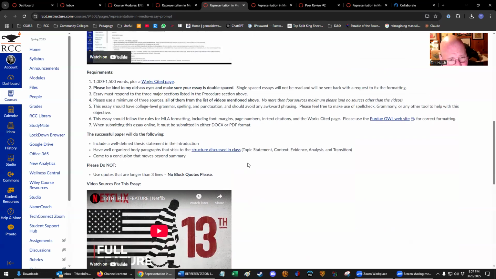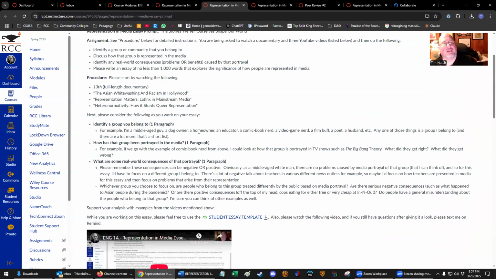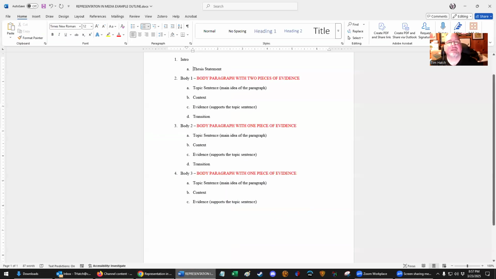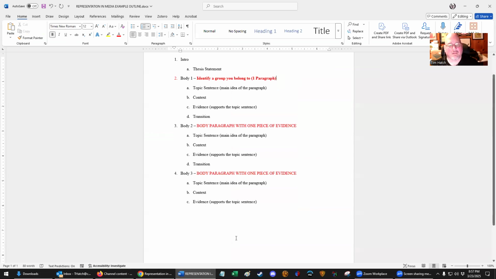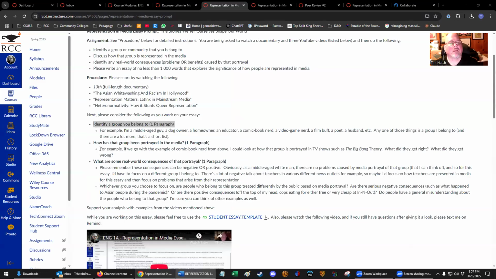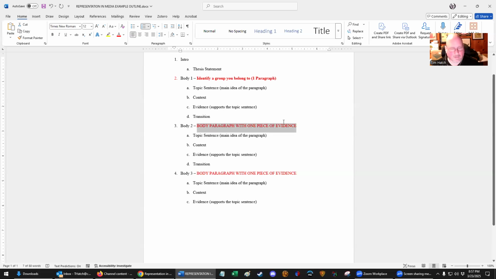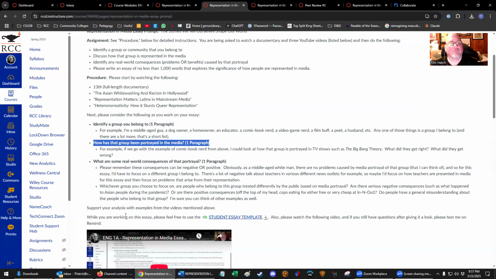So going back up here to the 3 major parts in bold, identify a group I belong to, and that is 1 paragraph. I'm actually just going to copy and paste these because laziness rules. Let's do that with the others. How has that group been portrayed in the media? And finally, what are some real world consequences of that portrayal?